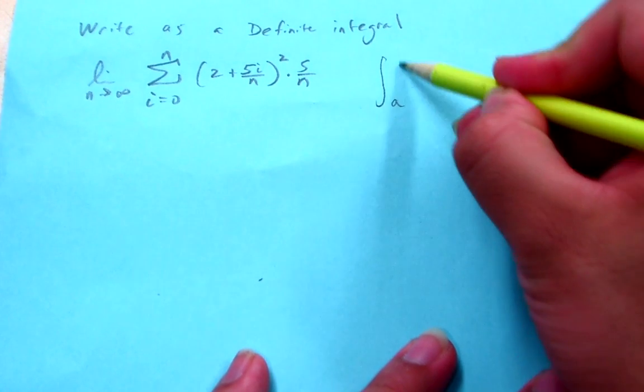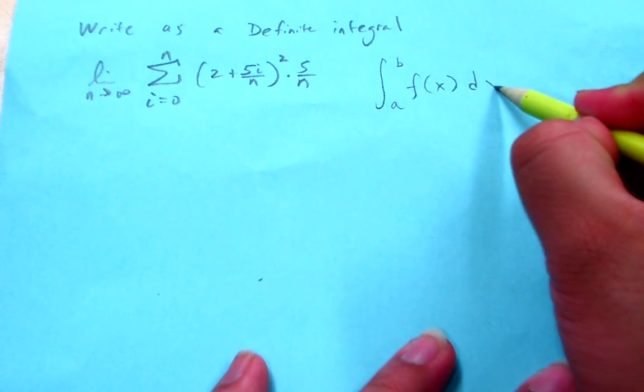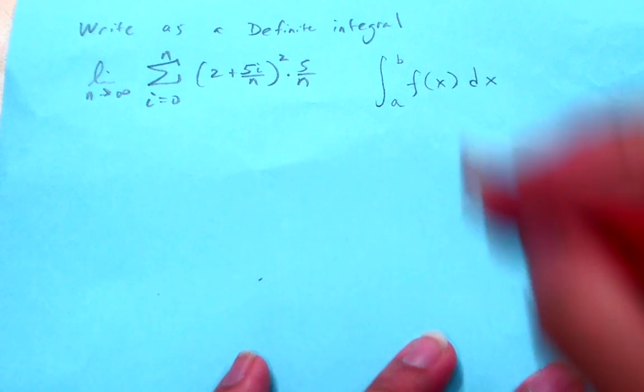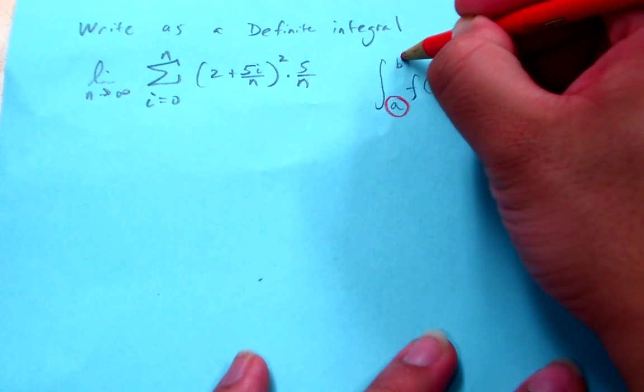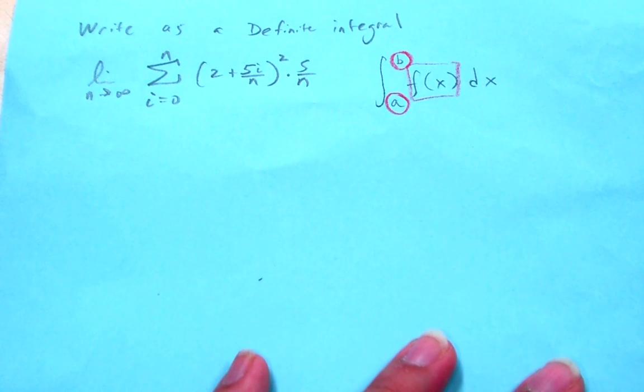So a definite integral typically has the form as shown here. And the three parts to focus on are these limits of integration and then the function itself. So we need to figure out what those three parts are.